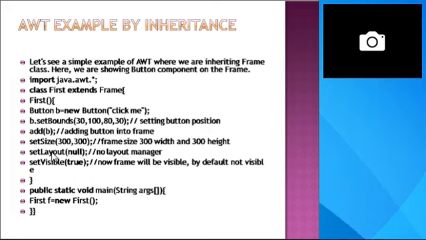setSize is a predefined method that is used to set the size of your frame, like width 300 and height 300. And setLayout null, setVisible true. Now the frame will be visible. Suppose you put the value false, then the frame will not be visible. And last, here we define a main method that calls the constructor. f is an object of the First class that calls the First constructor at runtime whenever an object of the First class is assigned memory.